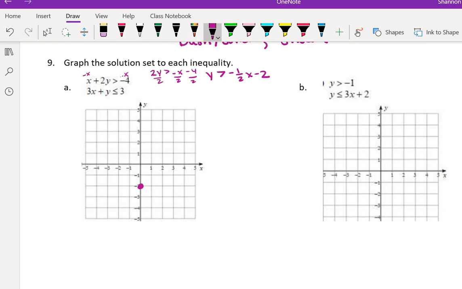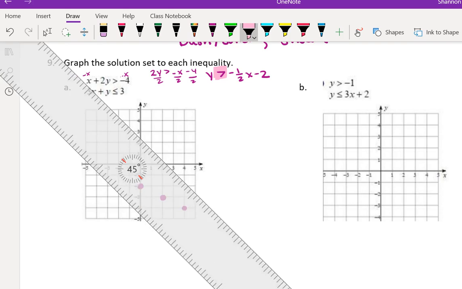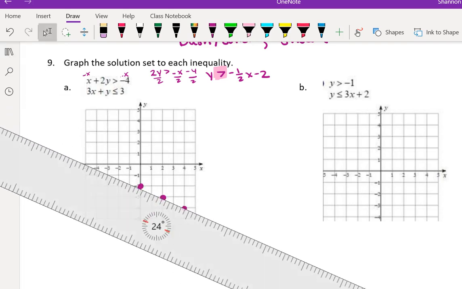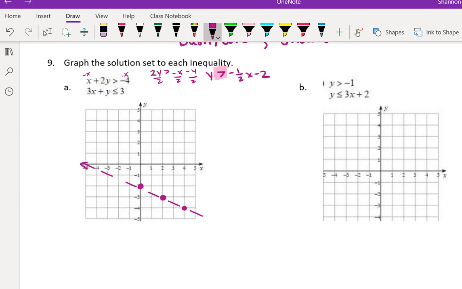So start at negative 2, down 1, right 2, down 1, right 2. This has no equal to symbol underneath. So therefore, it's going to have a dashed line. Okay, and then we are going to shade at the end, all right?